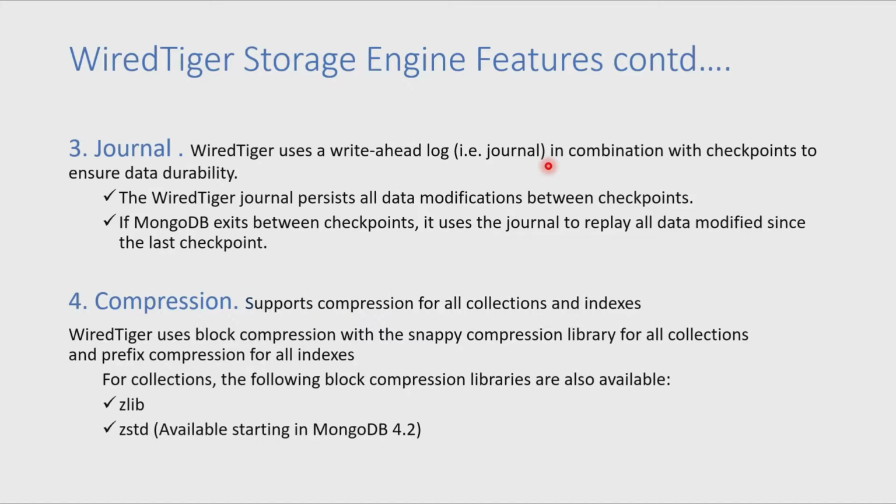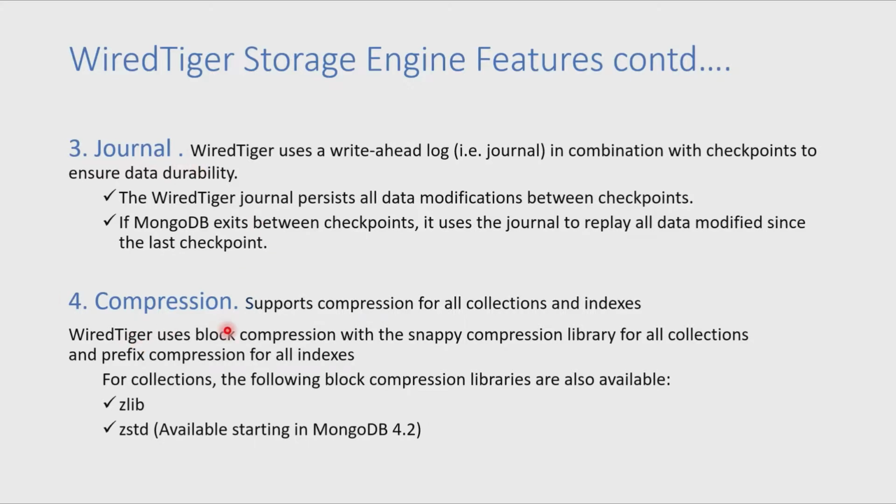And let's say at 10:04, the system has crashed. Then all the journals, which are all the transaction logs generated between 10 and 10:04, will be used for the recovery. So that's the use of these journal files.